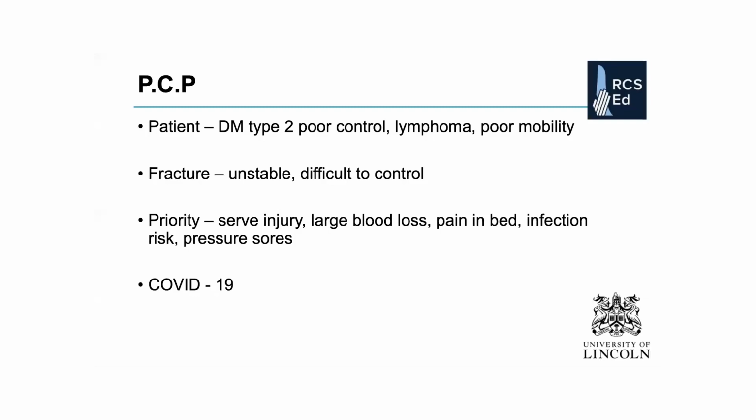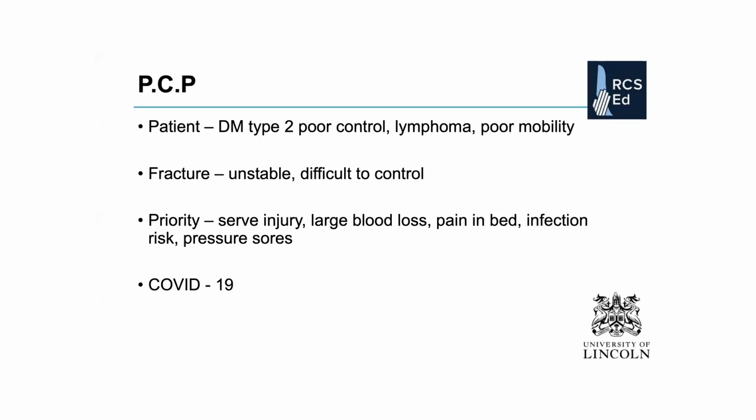Now, looking at the PCP principle, this patient is a very poor diabetic, also has lymphedema and relatively poor mobility, even before the patient had the fracture. The fracture is unstable because the leg is on the femur, and every time the patient moves, it would be very painful. It's almost impossible to stabilize it with external means, and it's very difficult to control because it's in 3 or 4 bits.